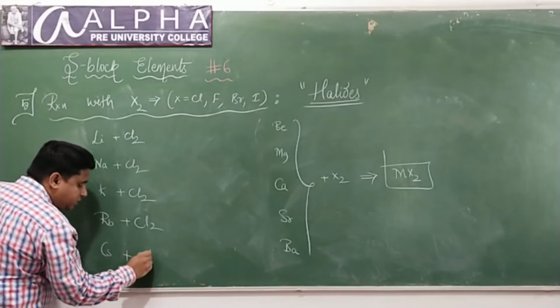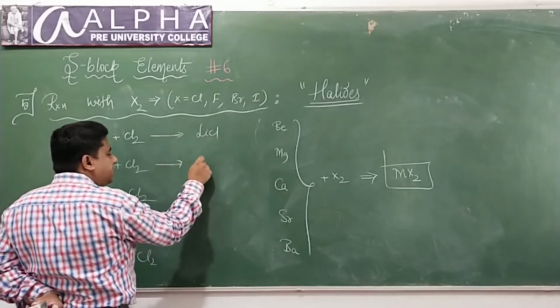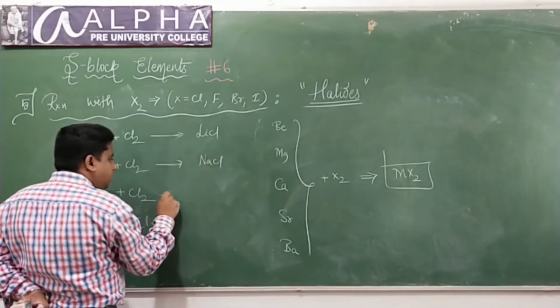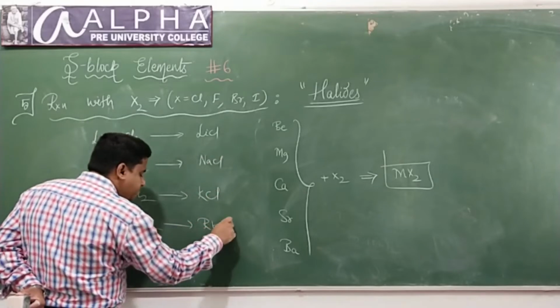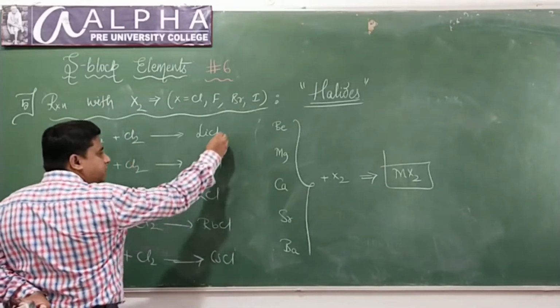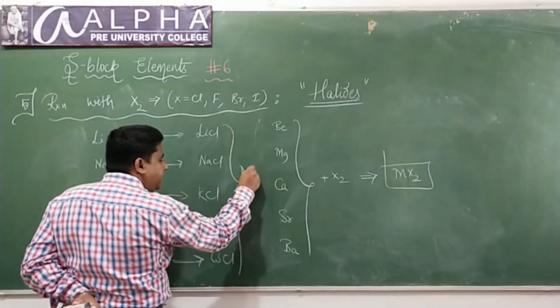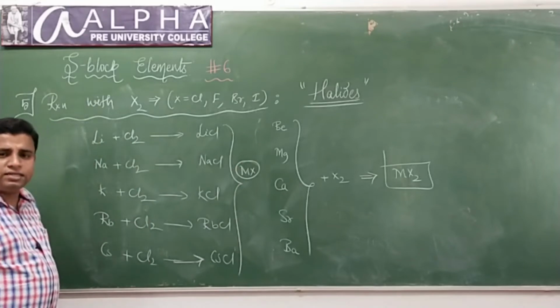Okay, yes, we know they form what? Lithium chloride. Okay, sodium chloride, then potassium chloride, rubidium chloride, and then what? Cesium chloride. What is the formula? The formula is MX, isn't it? Okay, the formula is MX. Any doubts with this?